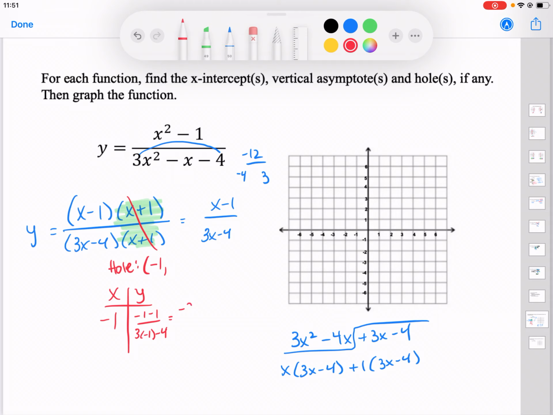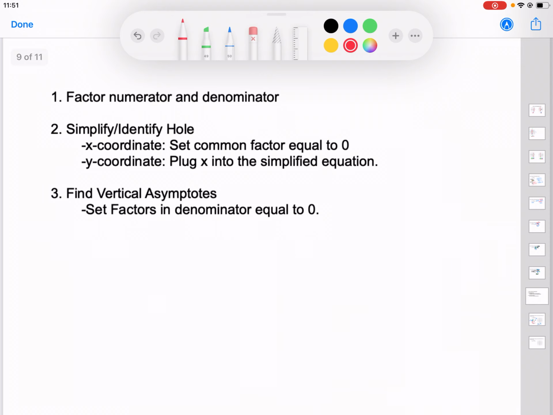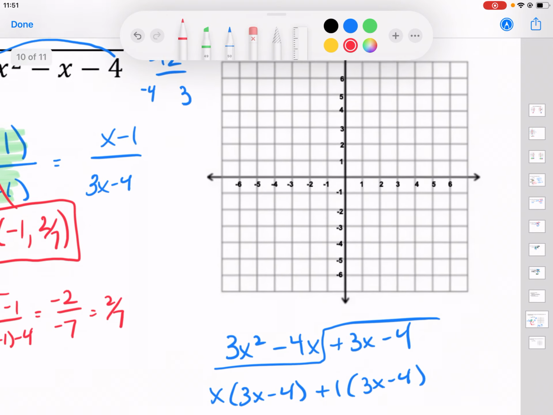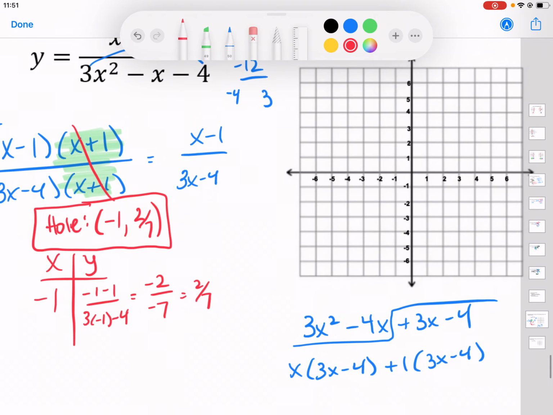Negative 1 minus 1 is negative 2. And then we have negative 3 minus 4, which is negative 7. So this is positive 2/7. So there's the hole. So the way you plot a hole is you go to negative 1, and then you just go to roughly where 2/7 is, and you just put an open circle there.